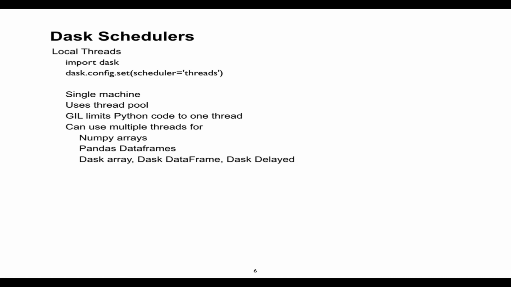There's a bunch of different schedulers. The local thread scheduler uses regular threads. It still can only run Python in one thread, but they've arranged it so that we can schedule the C code underlying pandas to run in parallel. And the nice thing about this is you don't have inter-process communication to worry about. It's all basically in the same namespace, the same memory space.